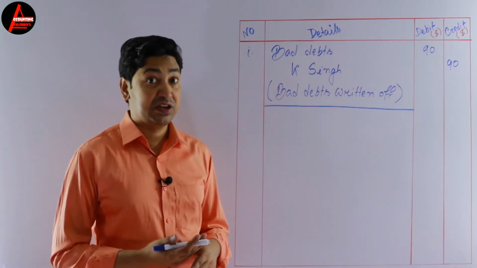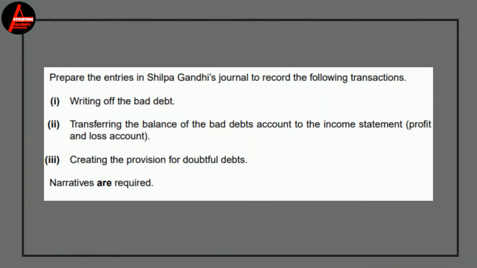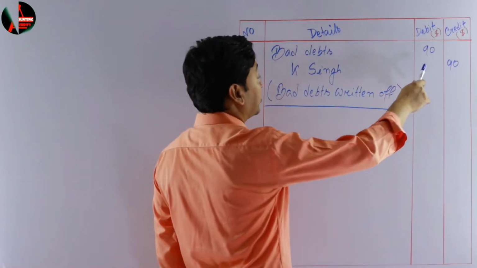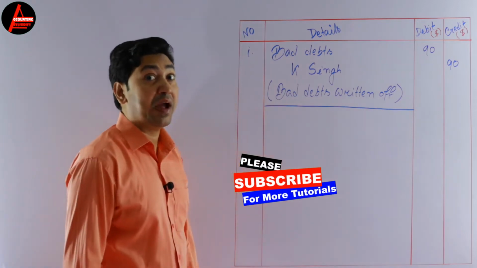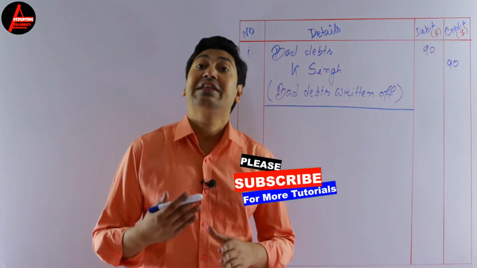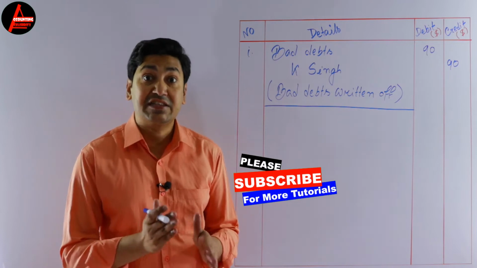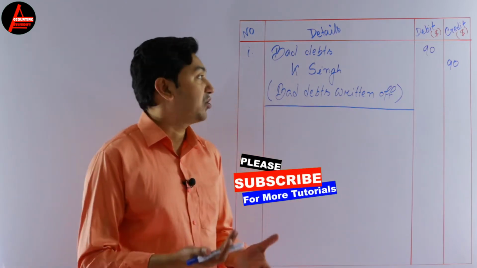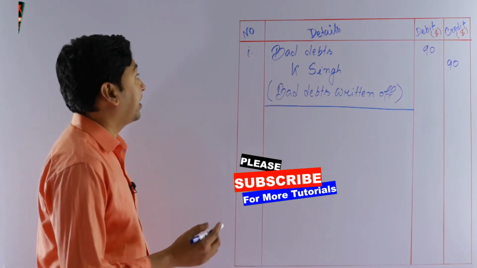Now we have to do second one. So have a look at the question once again. Number 2, transfer the balance of the bad debts account to the income statement. So now we have to transfer this amount, this $90, to the income statement. Already you know bad debt is an expense. This expense will come in the expense side of the income statement. So here we have to debit the income statement.